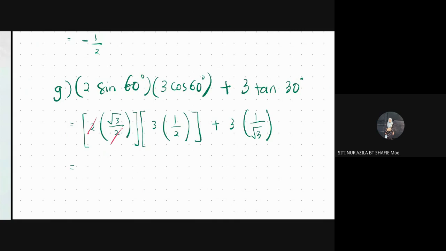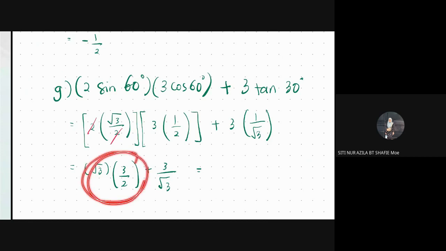Okay, for your first bracket, you are left with root 3. And then for your second bracket, you have 3 over 2. So how do I get 3 over 2? 3 times 1 over 2 is equal to 3 over 2, plus 3 over root 3. Okay, from here, multiply this one first. 3 root 3 over 2 plus 3 over root 3.